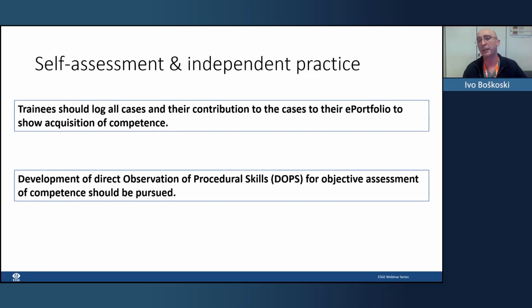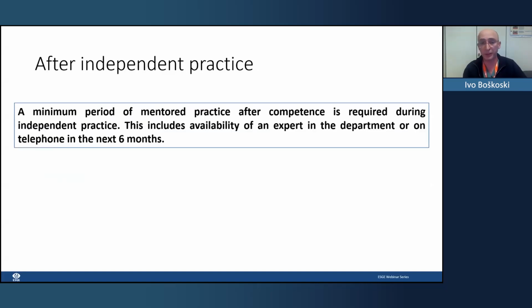Self-assessment and independent practice: trainees should log all cases and their contribution to the cases in their e-portfolio to show acquisition of competence. So once you have learned how to do this here, or in Roberta's place, then you go home, you start doing the procedures, and you should log the number of procedures that you have done. Development of direct observation of procedural skills, DOPS, for objective assessment of competence, should be pursued. We do not have DOPS now. I hope this will be developed very soon.